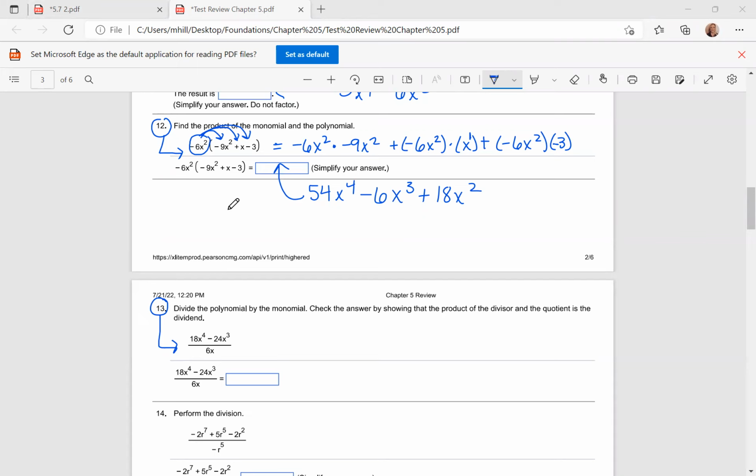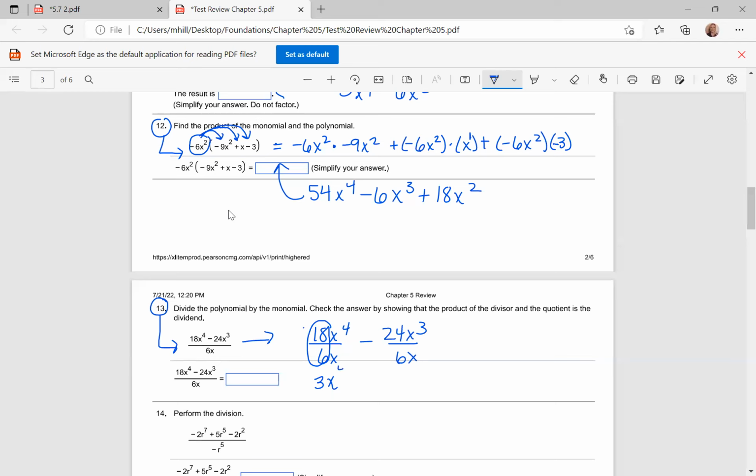Okay, so on this one, I like to separate it out into two different things. So I would write down 18x to the fourth over 6x, and then minus 24x to the third over 6x. We got two things going on. The first thing we have to do is simplify this number. So if you type in your calculator the fraction 18 over 6, it's going to tell you that it's just 3. 18 divided by 6 is just 3.